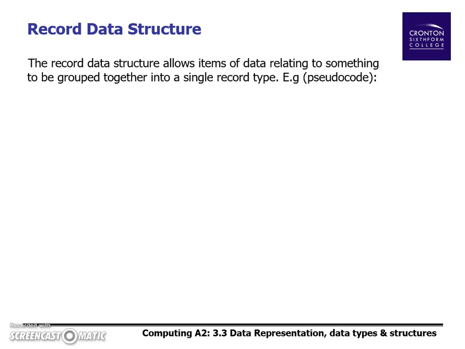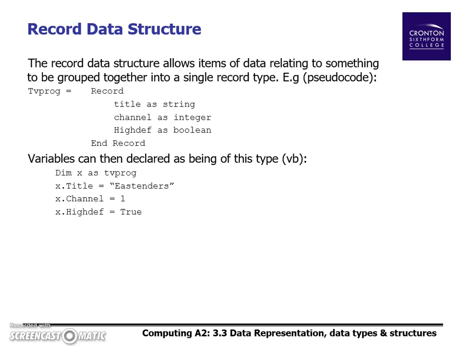The record data structure allows items of data relating to something to be grouped together into a single record type, for example, in pseudocode: TVprog equals record. Title is string, channel is integer, highdef is boolean. Variables can be declared as being of this type. So you've got dim x as TVprog, so x.title equals EastEnders, x.channel equals 1, x.highdef equals true. And this will be a very, very good tool to use in your coursework as well.